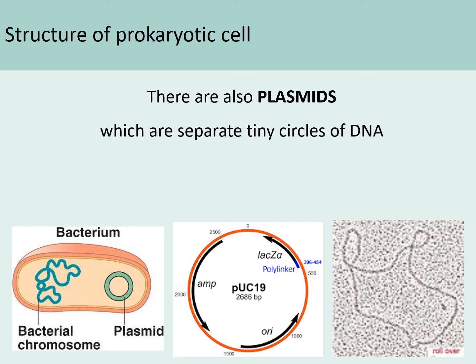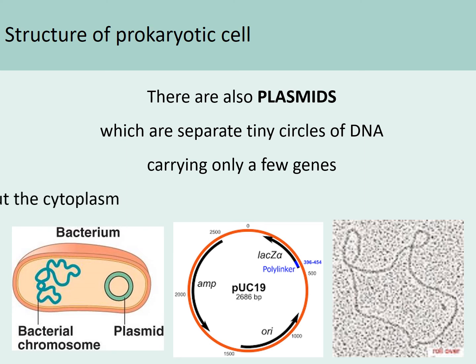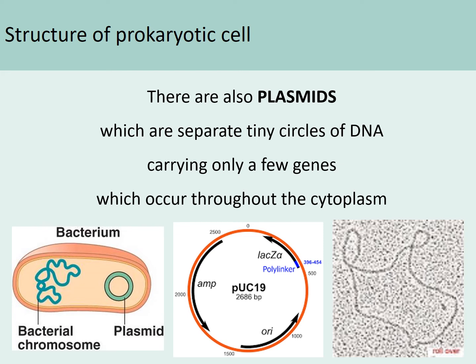They are tiny circles of DNA, and they only carry a few genes on them. So the chromosomal DNA will have a lot more genetic information than in the plasmid. And they're found throughout the cytoplasm. Now, plasmids are an important structure, but they also come up in some later chapters when we're looking at genetic engineering.